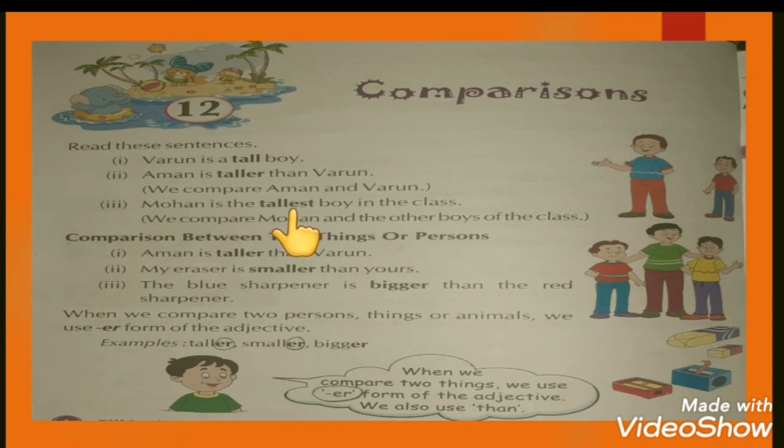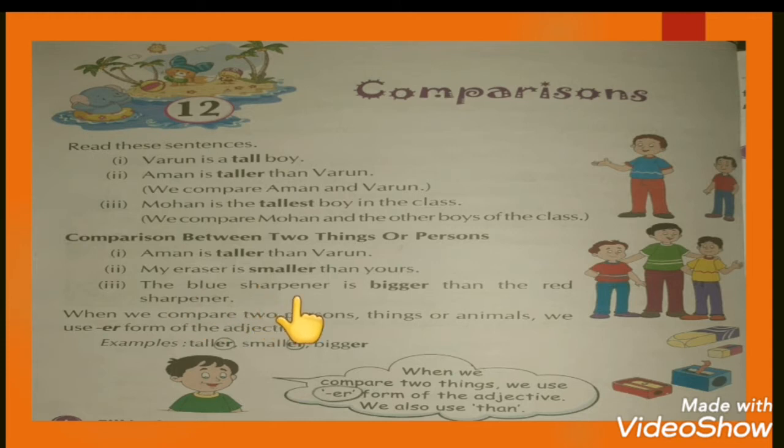So here tallest and taller are the words for comparing one thing with another, or one living thing with another living thing. Comparison between two things or persons. Aman is taller than Varun. Here we are comparing Aman and Varun with the word taller. My eraser is smaller than yours. Here the word smaller is used to compare the erasers of both of the girls or boys.